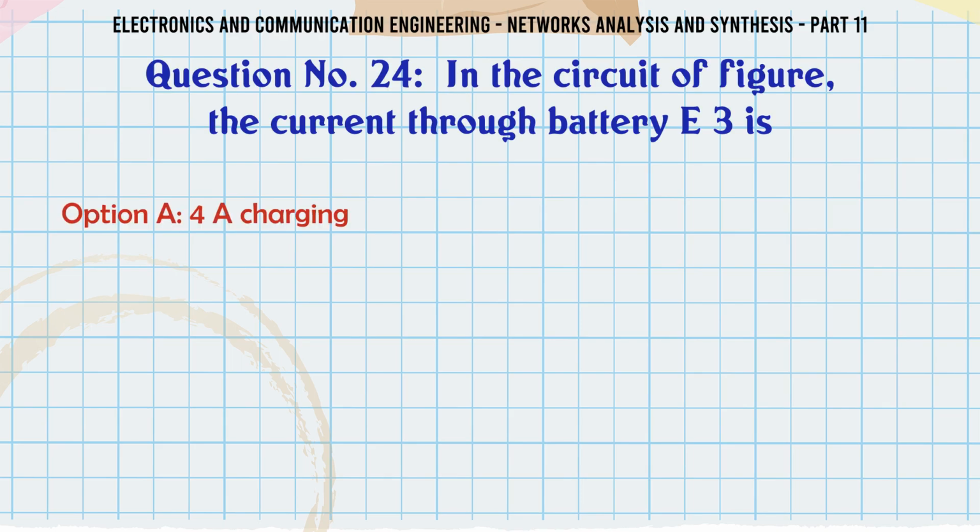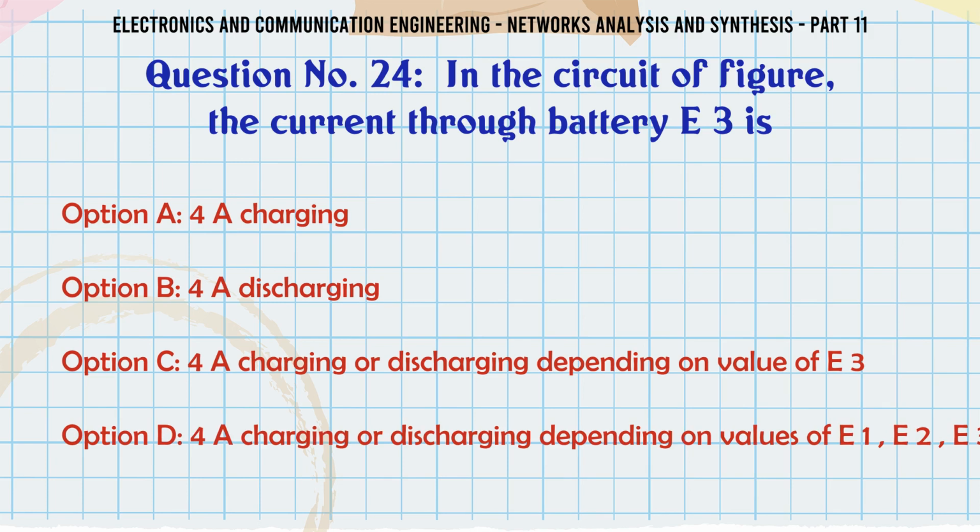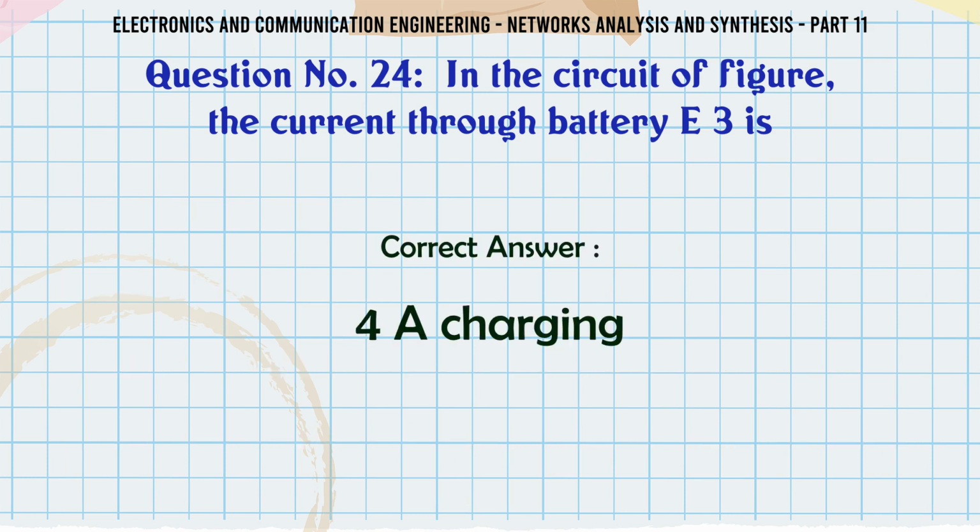In the circuit of the figure, the current through battery E3 is: A) for charging, B) for discharging, C) for charging or discharging depending on the value of E3, D) for charging or discharging depending on the values of E1, E2, E3. The correct answer is for charging.